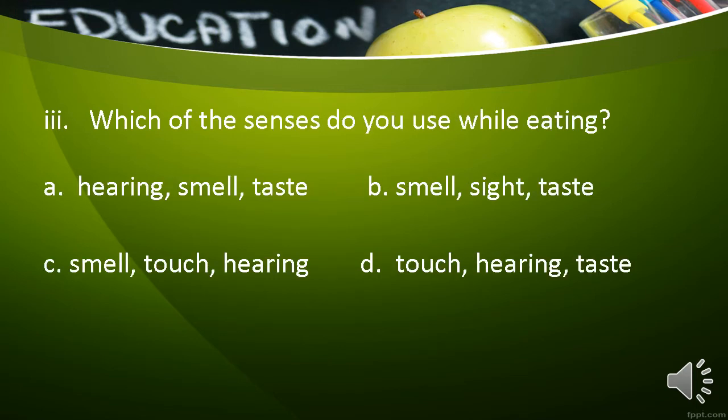Question number 3. Which of the senses do you use while eating? Which of these senses do we use while eating? Option A is hearing, smell, taste. B, smell, sight, taste. C, smell, touch, hearing. D, touch, hearing, taste. And the right answer is B. We use these senses while eating: smell, sight, taste.